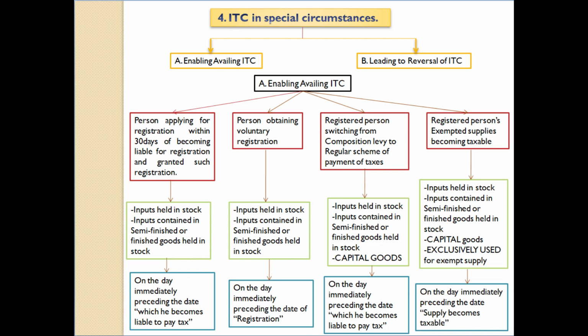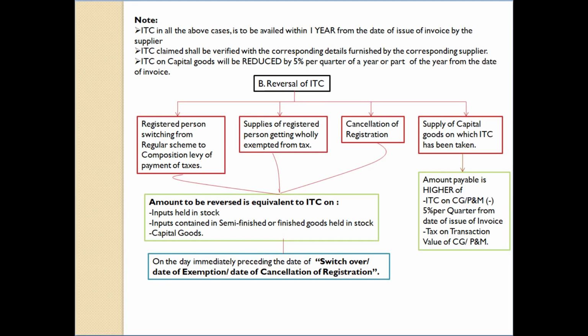And the third person can take ITC on the day immediately preceding the date on which he becomes liable to pay tax, and the fourth person can take it on the day immediately preceding the date on which the supply becomes liable to pay tax. And here are some points: they can avail ITC in all the cases within 1 year from the date of issue of invoice by the supplier.